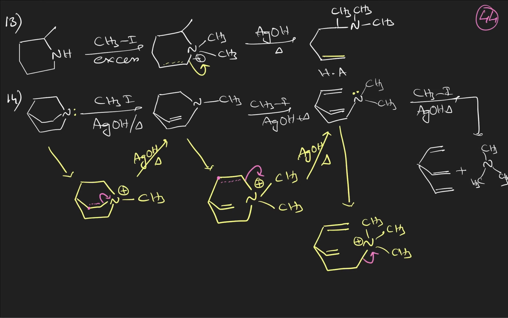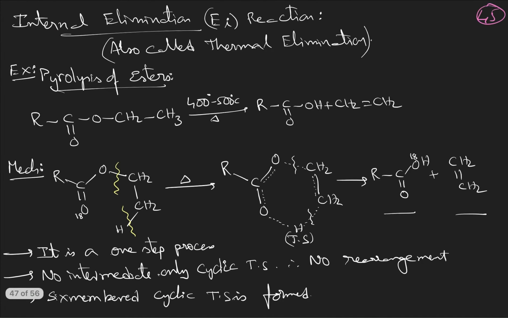Now this, on heating with a silver hydroxide, there will be removal of trialkyl amine, and this is the beta carbon from which H plus ion will be removed and double bond will be formed here. So finally you will be getting this product. Okay, so a little of advanced level question, but easy if we understand the concept.